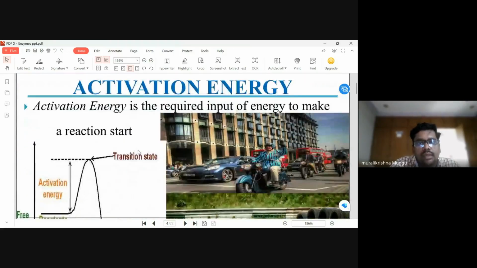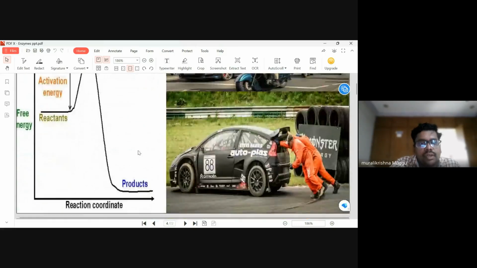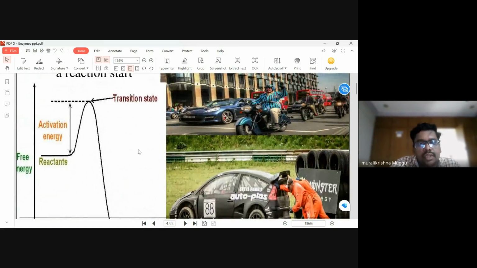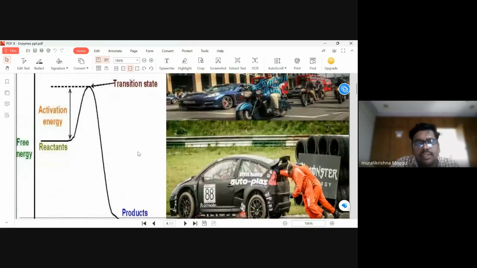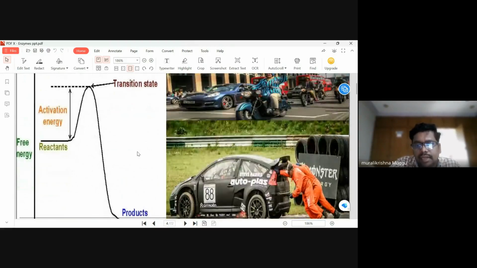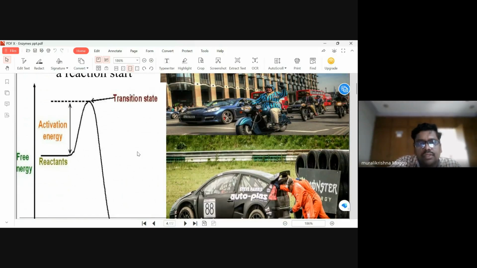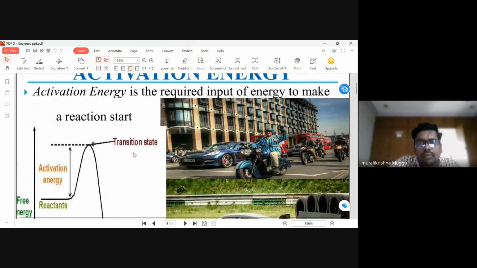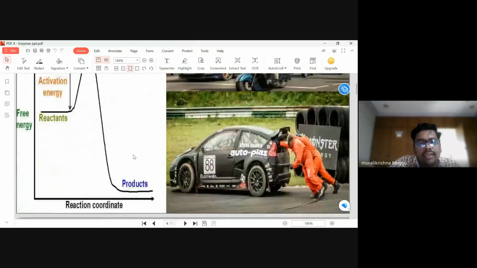How can you define activation energy? Activation energy is the required input of energy to make a reaction start. If you see the graph between free energy and reaction coordinates, whenever a reaction starts with the reactants, the reactants will be converted into products. For the reactants to convert into products, energy is required. For example, in the diagram on the slide, they are pushing a car. For the car to start, like a reaction to start, energy is required. The amount of energy needed to make a reaction start is the activation energy.